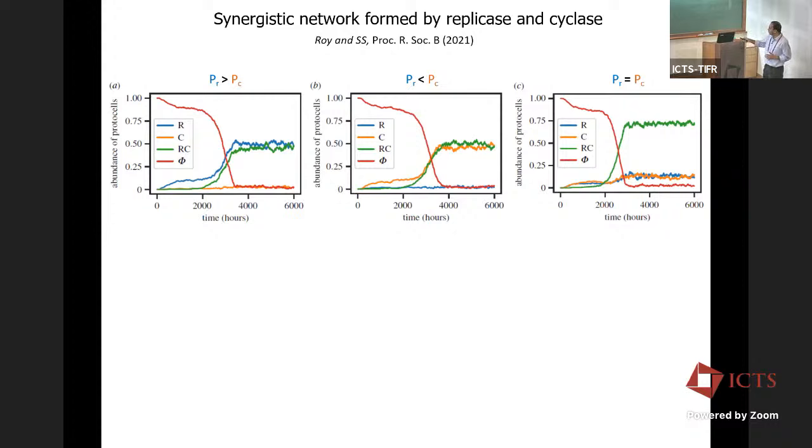And the most favorable situation is one where the replicase and cyclase formation probability is roughly similar, because then you find that the abundance of protocells which have both these types of ribozymes grow as large as 75%. Okay, so this is a mechanism of evolution towards increasing complexity, where complexity is measured by the diversity of different types of ribozymes contained in these protocells.